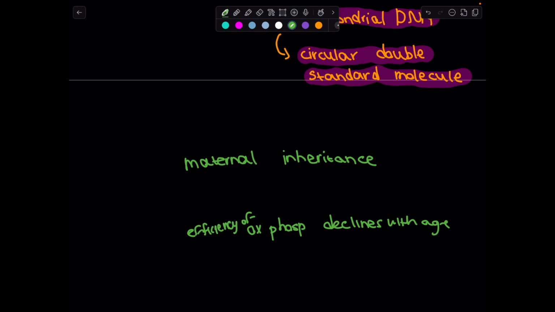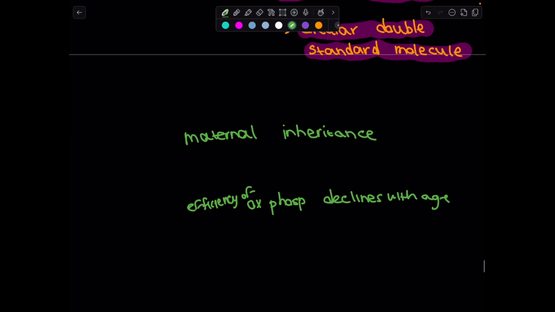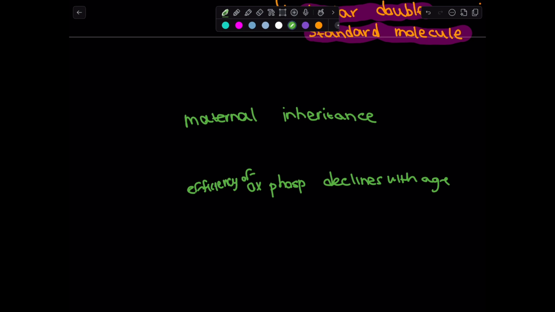So, oxidative phosphorylation declines with age. And this seems to be because we have a lot of mutations to the mitochondrial DNA.